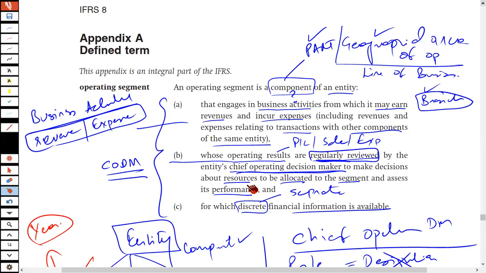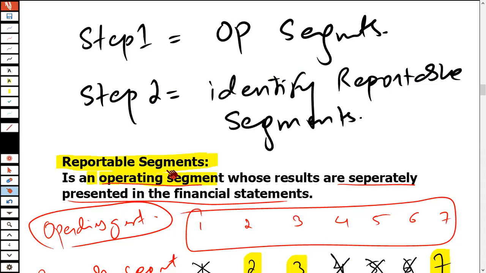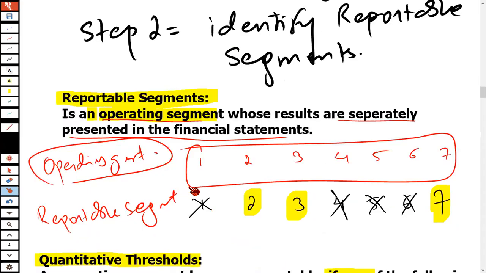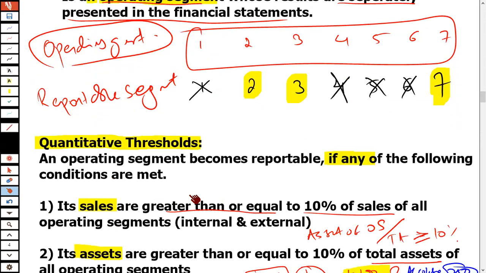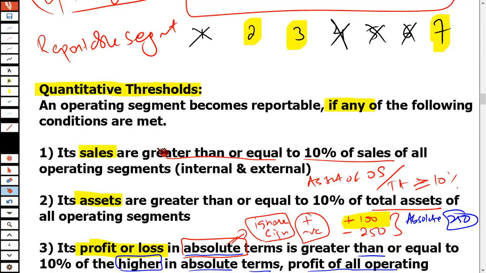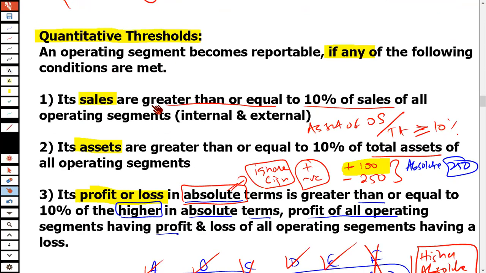And then the next thing that we did was we discussed the concept of reportable segment. And I told you that a reportable segment is an operating segment whose results are separately presented in the financial statement. And how do we identify a reportable segment? We identify a reportable segment using the quantitative thresholds. What exactly do you mean by quantitative threshold? If any of these conditions are met, an operating segment becomes a reportable segment. The condition could be with respect to sales, assets, or profit or loss.